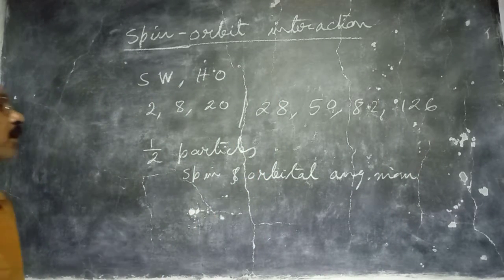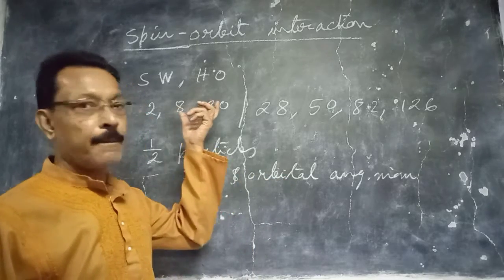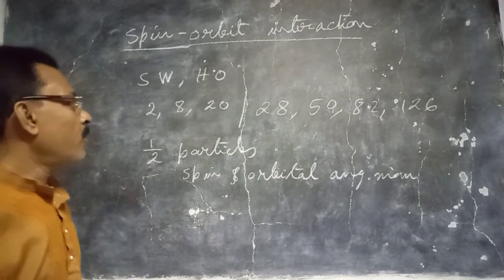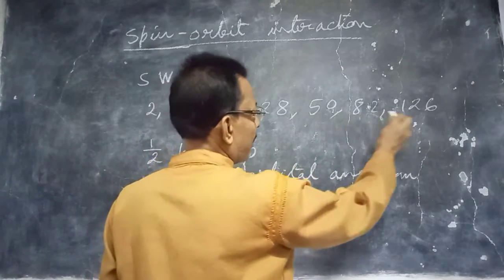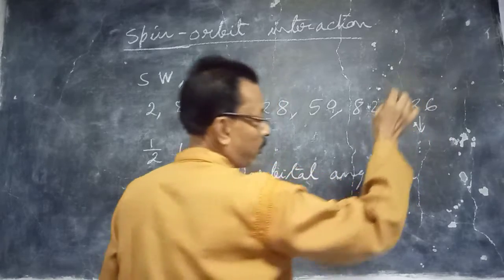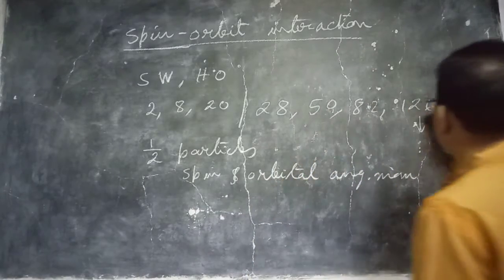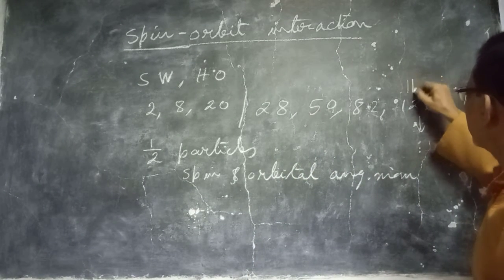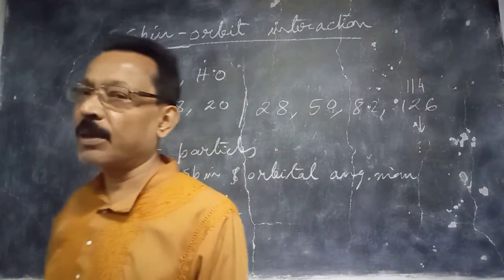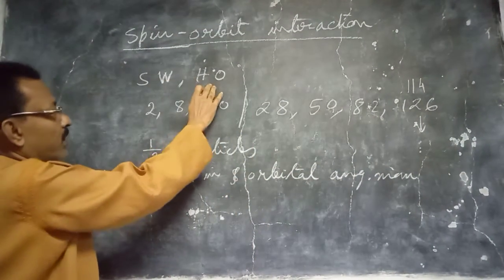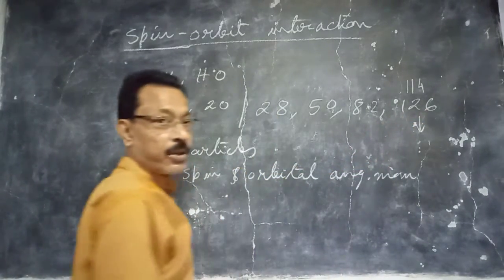If this spin orbital angular momentum interaction is added to this potential, then it is found that it has the ability to produce these magic numbers, only this one is not reproduced. Instead of 126, a large gap occurs at 114. But with some modification in the potential, if the shape of the square well or harmonic oscillator is slightly changed, then this can be produced.